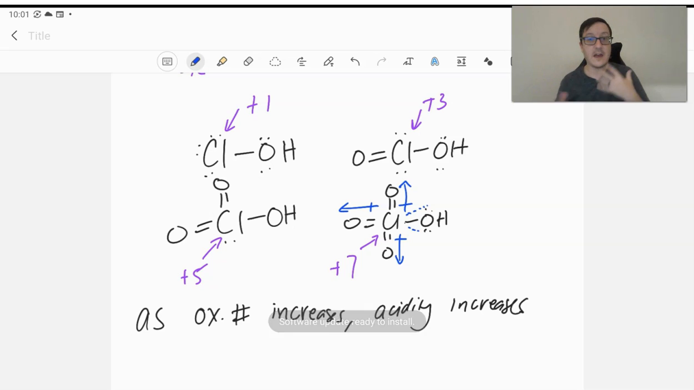So lots of factors here. These are just general trends. Again, most of this stuff will come back in organic chemistry, and it will be very important there. So if you're planning to take that, this is a very good place to start learning these trends.